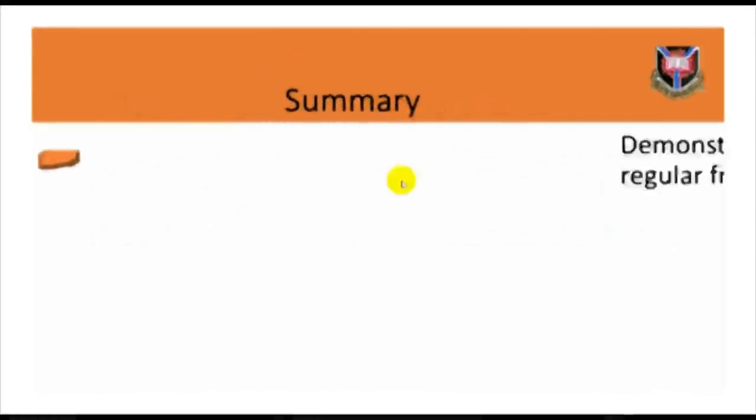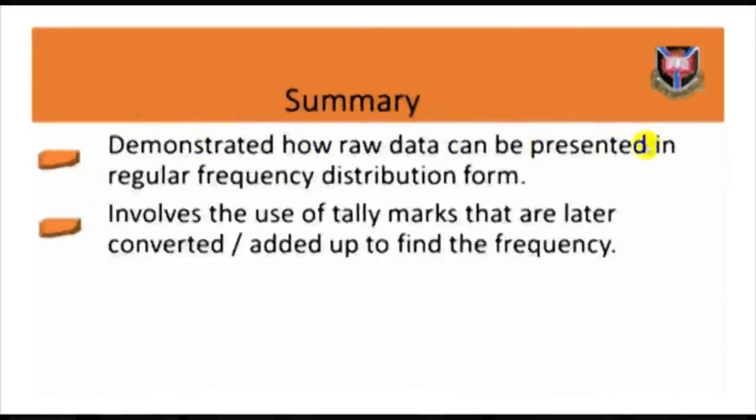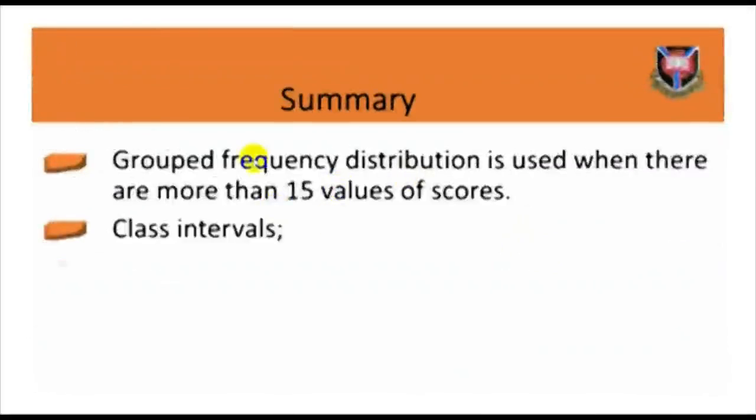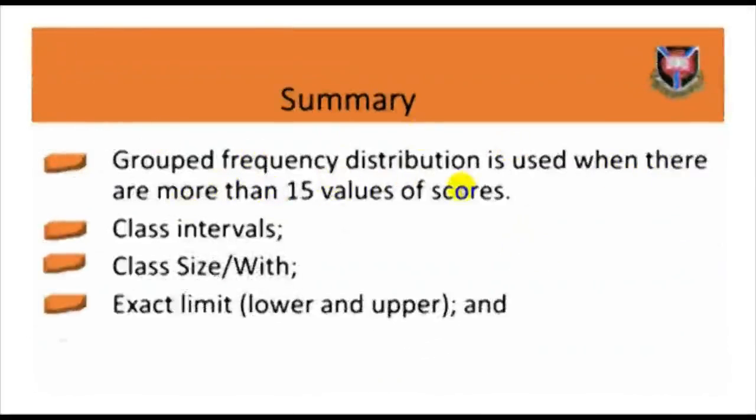Study session summary. In this study session, we have demonstrated how raw data can be presented in regular frequency distribution form. This involves the use of tally marks that are later converted and added up to find the frequency. You have also learned that the group frequency distribution is used when there are more than 15 values of scores. It calls for the grouping of raw data into class intervals, and the number of scores in each class interval is recorded as frequency.